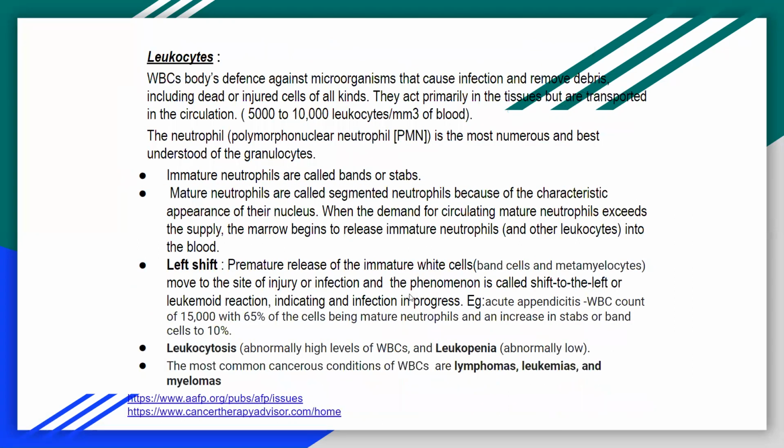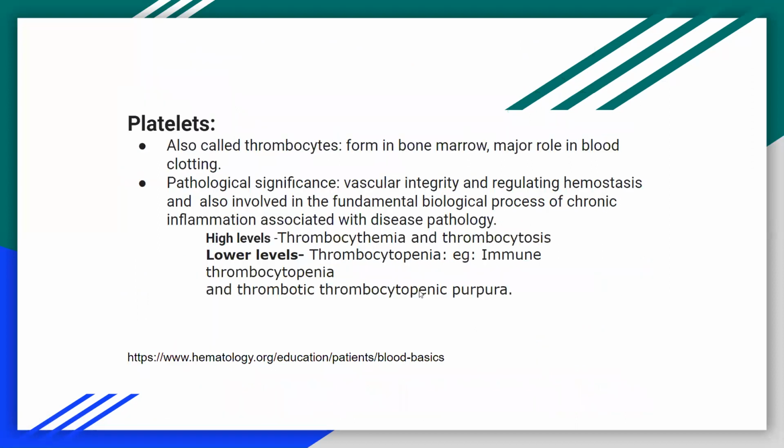Leukocytes is the WBC, which is the defense mechanism for our body. Left shift is commonly used in the clinical setting. This is a description of that. Leukocytosis and leukopenia also come up in clinical conditions, so there is a description with examples there. Platelets, also called thrombocytes. High levels are thrombocythemia or thrombocytosis. Low levels are thrombocytopenia. And here's the pathological significance listed there also.